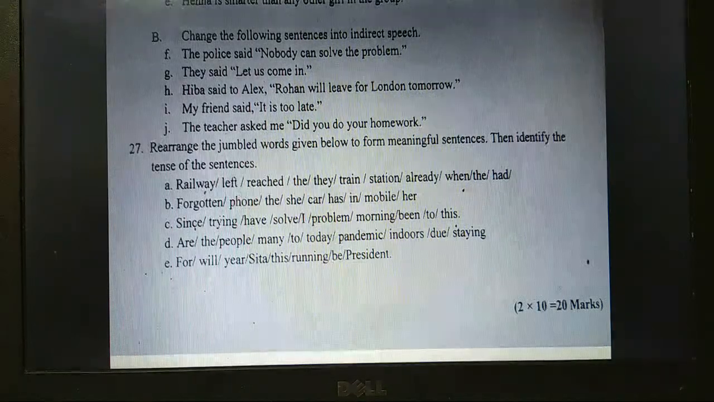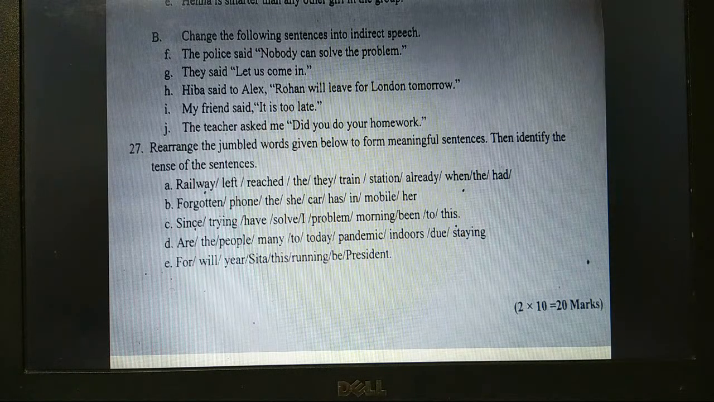Answer, the train had already left when they reached the railway station. This is past tense. The independent clause is in past perfect tense, and the subordinate clause is in the simple past.